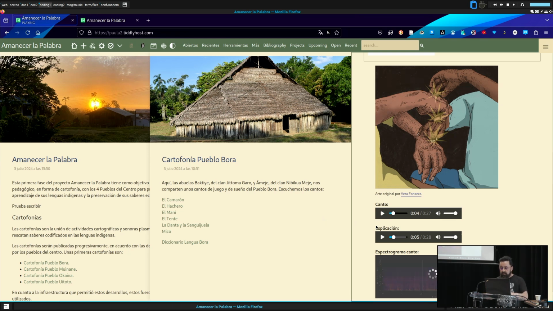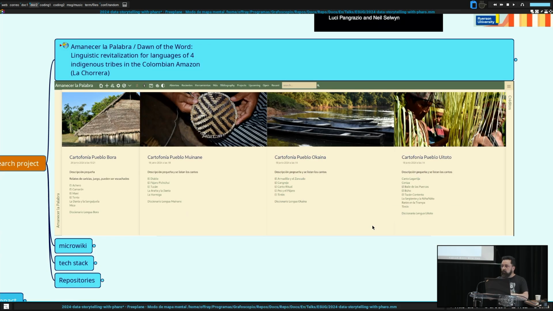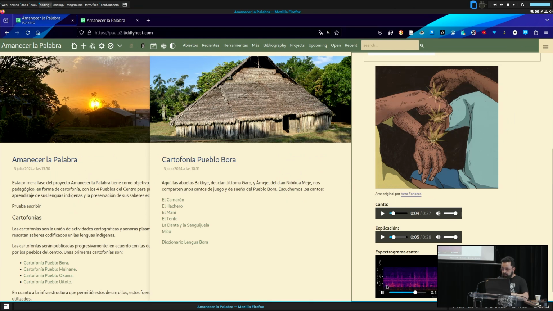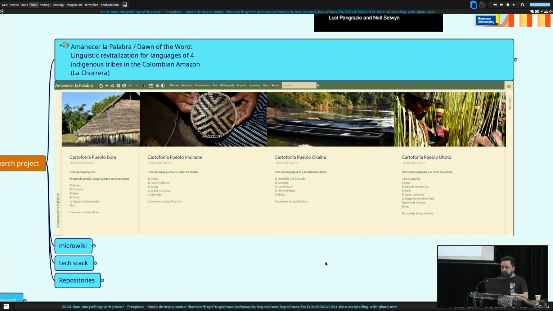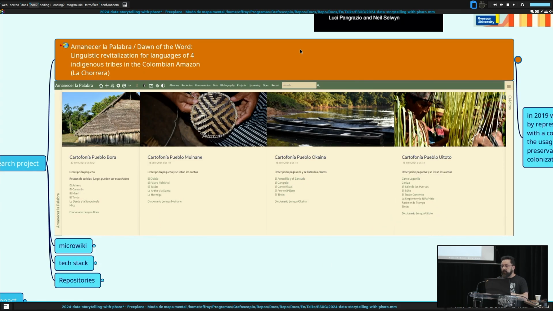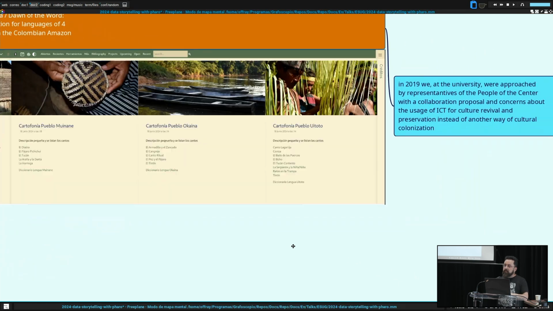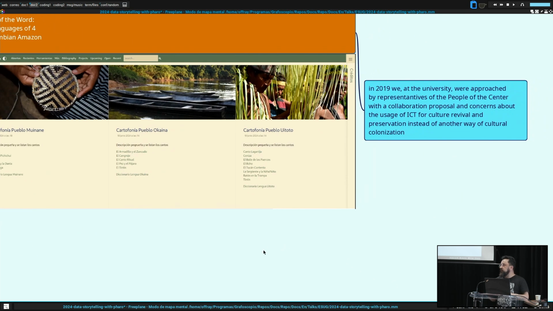Well, anyway, it's not going to work, the demo curse. So the issue is that we have this micro wiki, and this micro wiki is done mixing several technologies. I will go to the more technical part. But in 2019 the tribes, the people of the center in Amazonas, los pueblos del centro, approached the university, and they offered us a collaboration proposal regarding cultural revitalization and preservation.